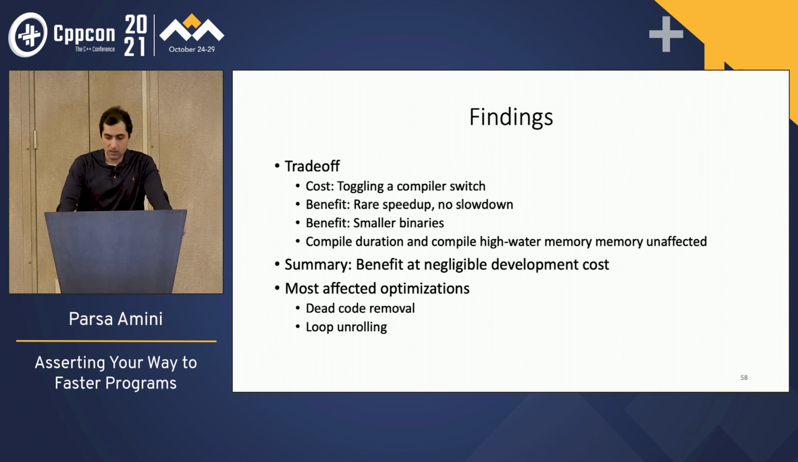In short, at the effective development cost of toggling a compiler flag, we got a tiny bit of performance improvement, got no performance degradation, got smaller generated binaries, and didn't have to wait longer or use more resources to compile their code.